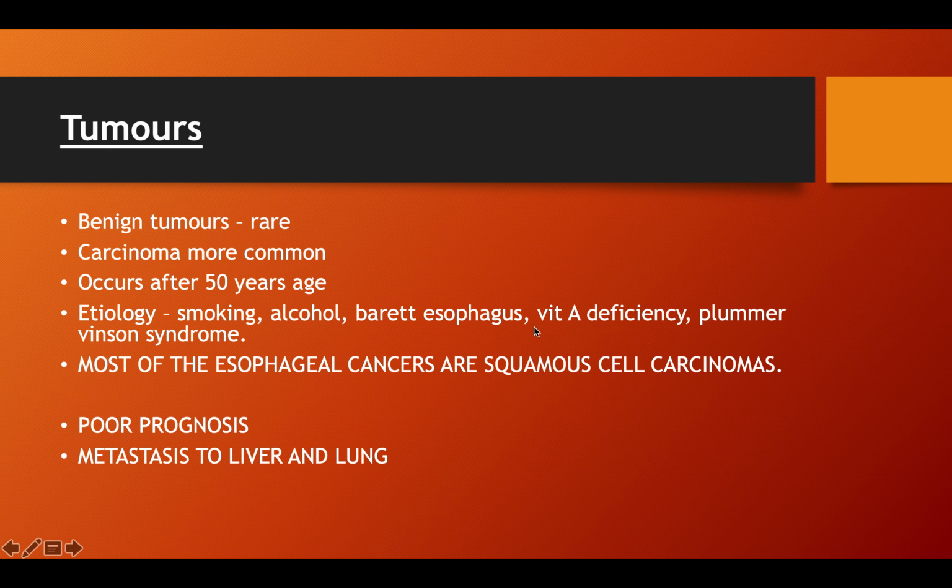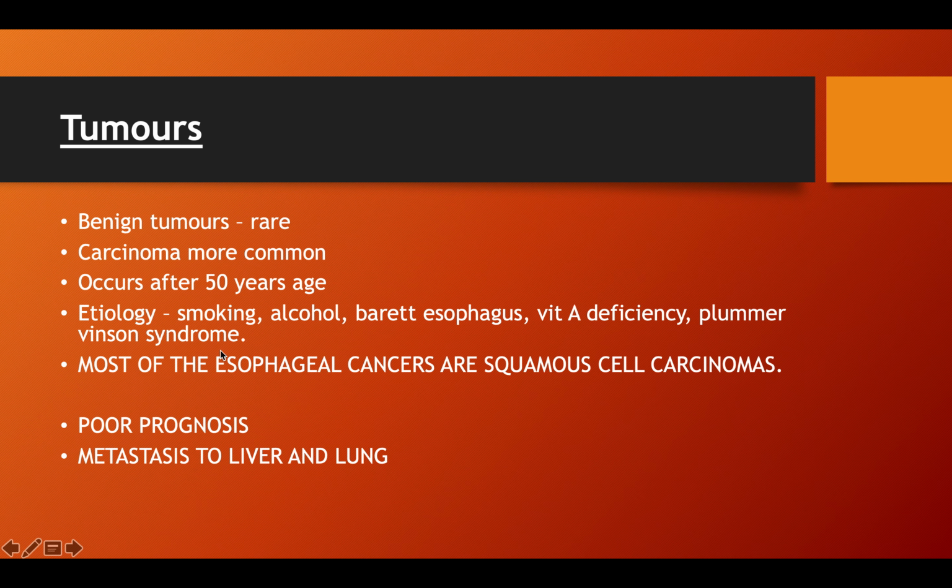Now, what is going to happen if you have a vitamin A deficiency? Vitamin A, normally the main function of it is to maintain the epithelium of the body. So if you have a deficiency of vitamin A, the epithelium is not going to be maintained properly. There's going to be inflammation and everything. So once the tissue is inflamed, there's chronic irritation in that tissue, and that can get converted into carcinoma. So vitamin A deficiency is responsible for that.